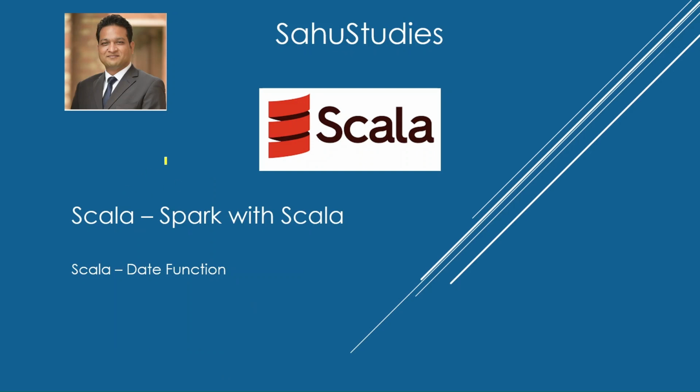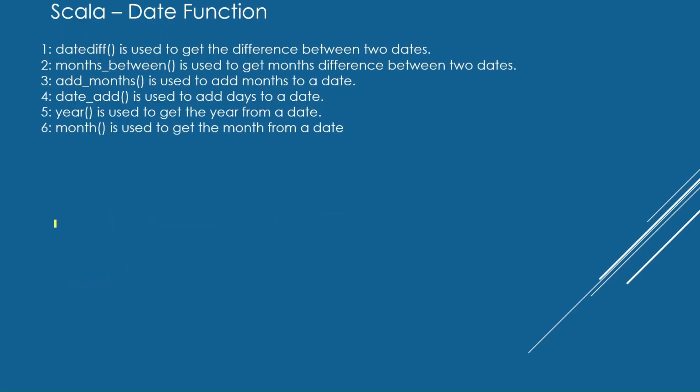In this video, we are going to see some more date functions in Scala. Which kind of date functions are we going to discuss here? One is datediff. It is used to get the difference between two dates. One is months_between. It is used to get the month difference between two dates. One is add_months. It will add months to a date.